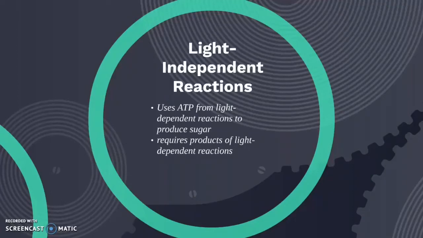Light-independent reactions do not directly depend on light, but they do require the products of the light-dependent reactions, such as the hydrogen 2 or the ATP created. Light-independent reactions use the protons carried by NADPH2 formed during the light-dependent reactions to make sugar.